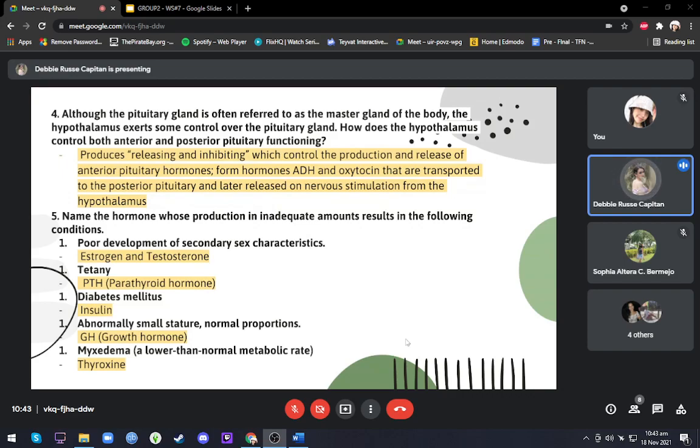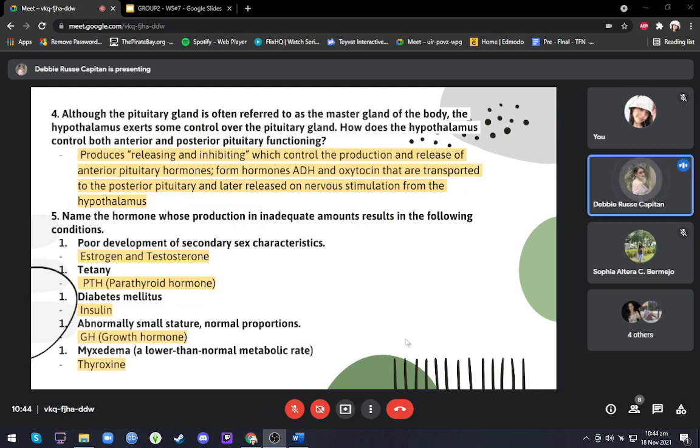Our answer is it produces releasing and inhibiting hormones, which control the production and release of anterior pituitary hormones, and it forms the hormones ADH and oxytocin that are transported to the posterior pituitary and later released on nervous stimulation from the hypothalamus.